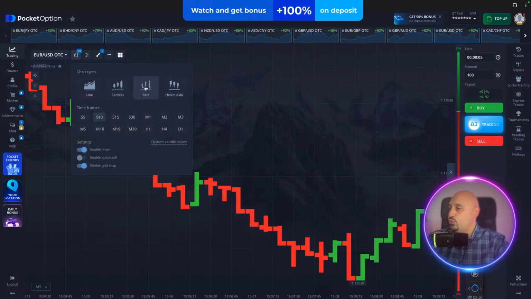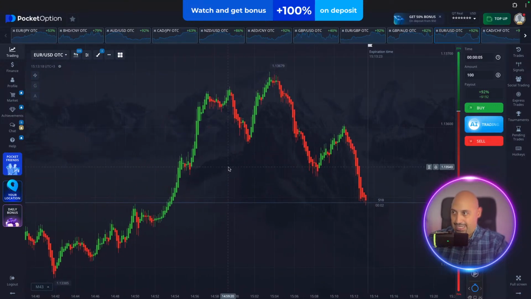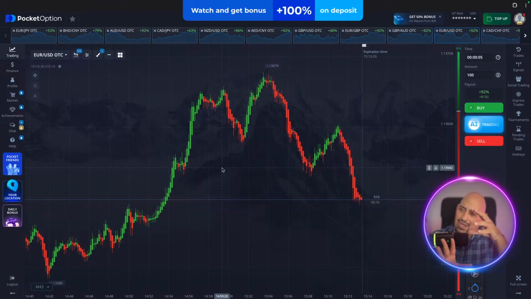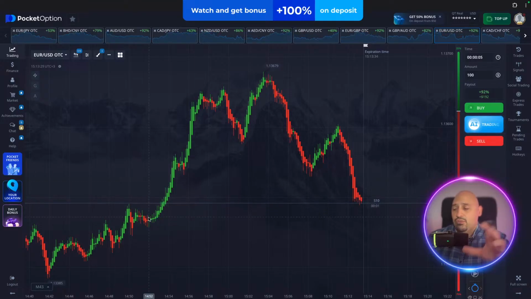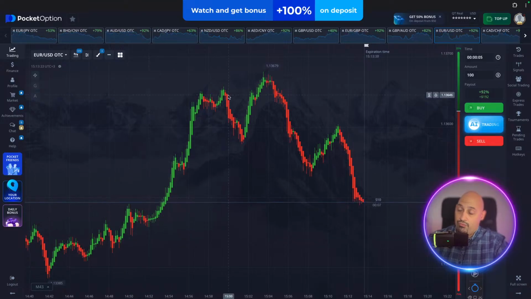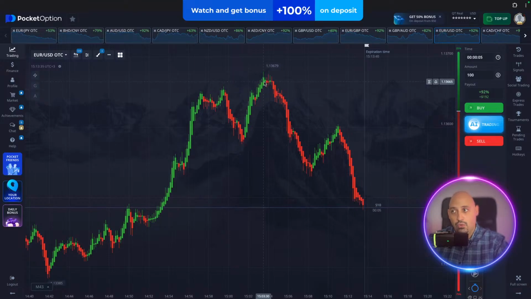Let's move to the Heiken Ashi. Now, this is, in my eyes, I wouldn't say more complicated, but it's a little bit different. And why I say that is because if you haven't realized, you see a lot of greens in a row, sometimes a lot of reds in a row, a lot of greens in a row, a lot of reds in a row. But does that mean that the price actually closed positive all this time?